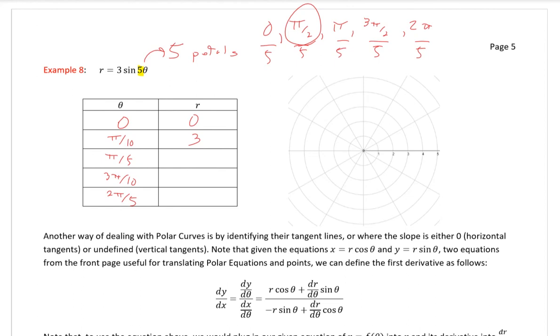Pi fifths times 5 is pi. Sine of pi is 0. 3 pi tenths times 5 is 3 pi halves. Sine of 3 pi halves is -1, so you get -3, followed by 0. Again, if you know sine pretty well, you can use your logic and say, all right, this is following the 0, 1, 0, -1, 0, 1, 0, -1 pattern, and just fill these out by multiplying by 3.